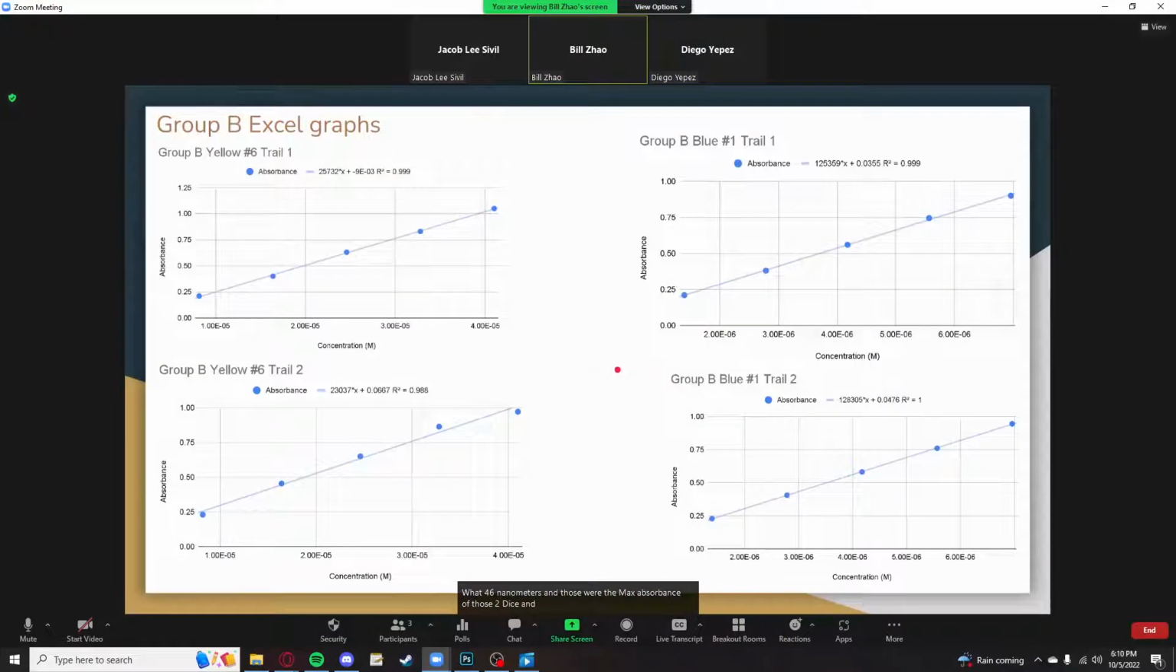And so what we did next is that we took 5 different concentrations of each dye and put them each in a spectrometer to determine their absorbance values. First we started off by finding the absorbance value of a pure dye, and the concentration of that was around 4 times 10 to the power negative 5 moles per liter.